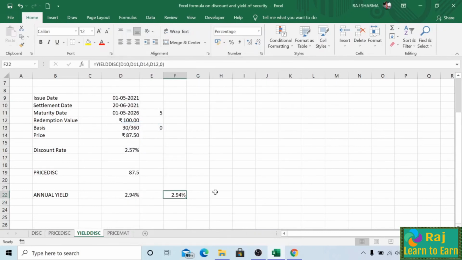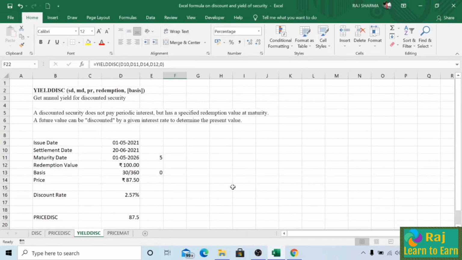So 2.94 is the effective annual yield for the investor who has got this bond on 20th of June 2021, which is going to mature on 1st of May 2026.